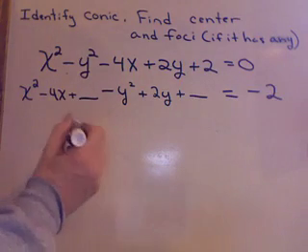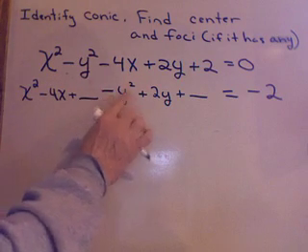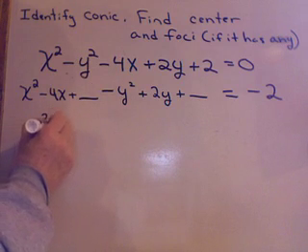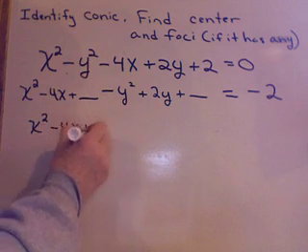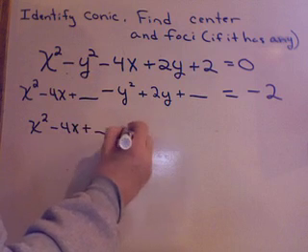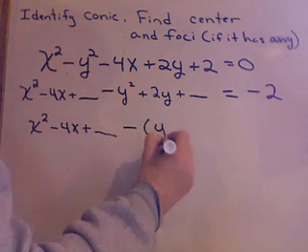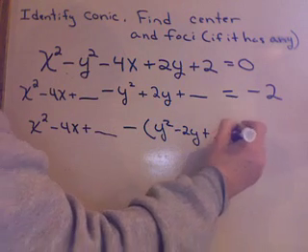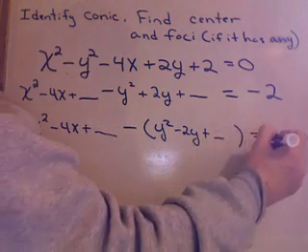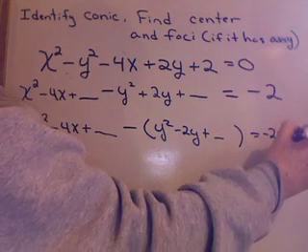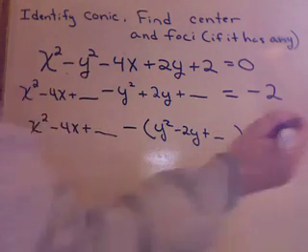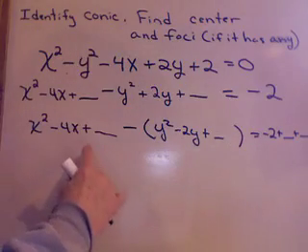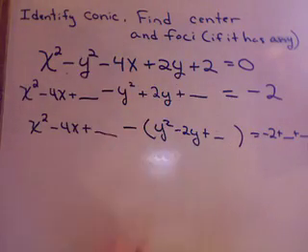Now I have one more step. This minus in front of the y squared makes me a little nervous, so I'm going to rewrite it one more time. X squared minus 4x plus a space, minus y squared minus 2y plus a space, equals negative 2 plus a space plus a space. The spacers on this side are my reminders that whatever I add on one side of an equal sign, I must add on the other.